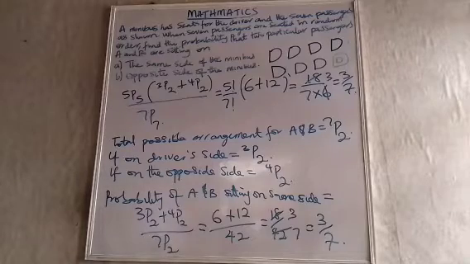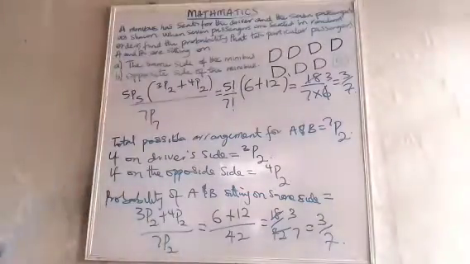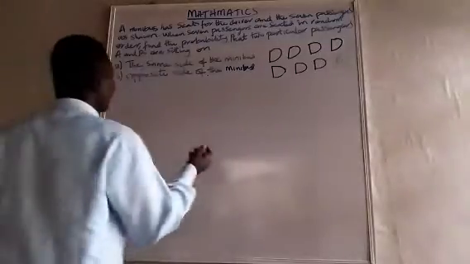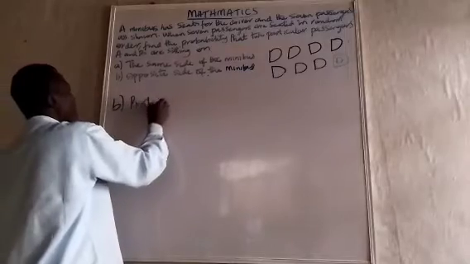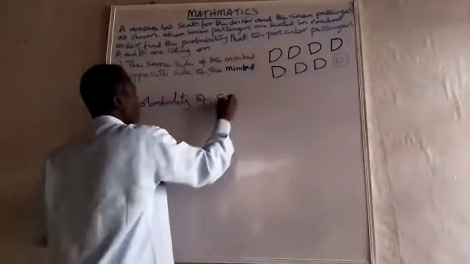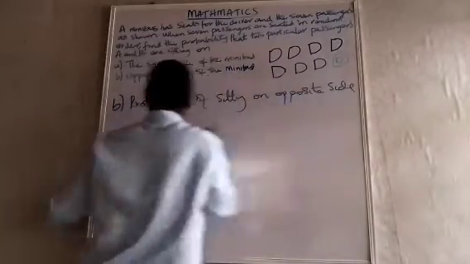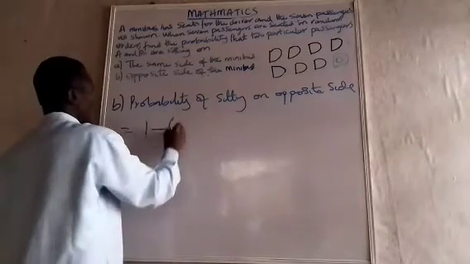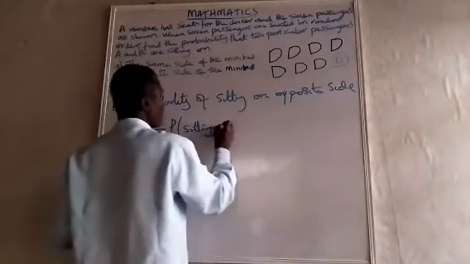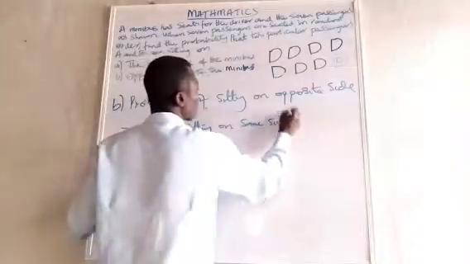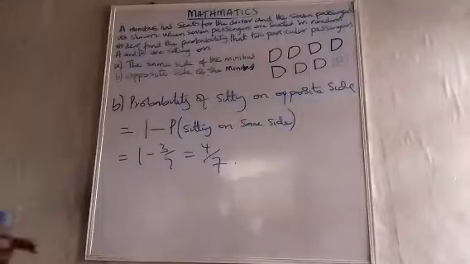The B part says they sit on opposite sides of the minibus. Now, the probability that they sit on opposite sides of the minibus will be equal to 1 minus the probability of sitting on the same side, which equals 1 minus 3 over 7. And that is 4 over 7. So simple.